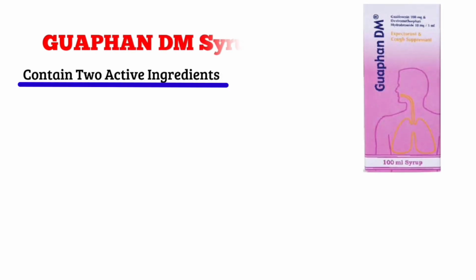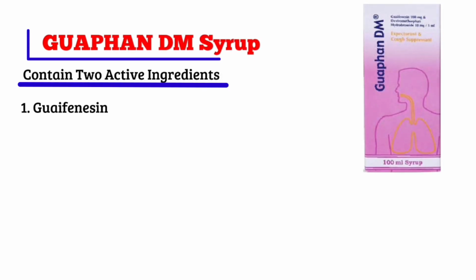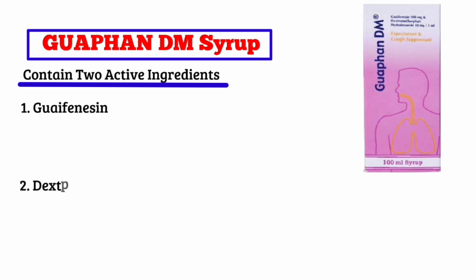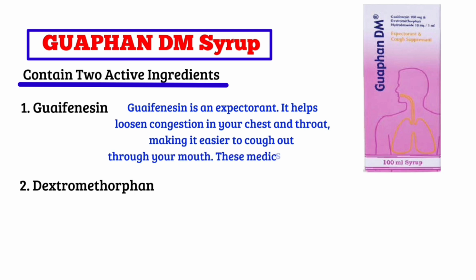Guaphan DM Syrup contains two active ingredients: 1. Guaifenesin, 2. Dextromethorphan. Guaifenesin is an expectorant. It helps loosen congestion in your chest and throat, making it easier to cough out through your mouth. These medicines are not known to elevate blood pressure.